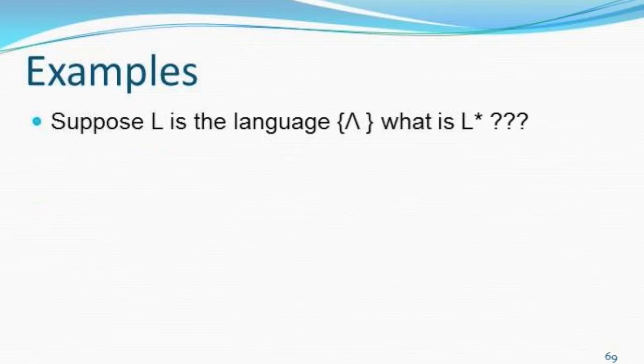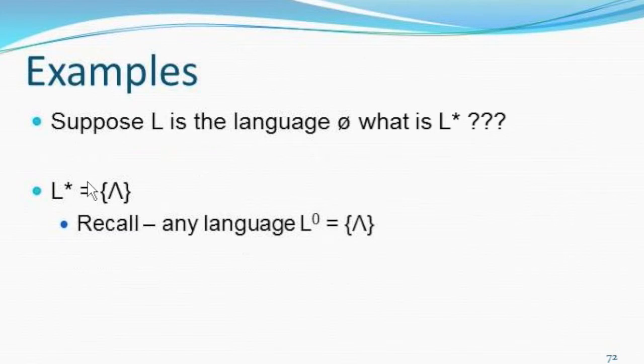If L is just the language containing the single string lambda, then L star is also just the language containing just lambda. And if L is the empty set, what is L star? Well, now you need to think about this a little bit harder. So think for a second, pause the video. And the answer is that L star is actually the set containing lambda, because remember that L to the 0th power is always lambda for any language, and that's true even for the empty set, right? The language that has no strings. So kind of another trick question.